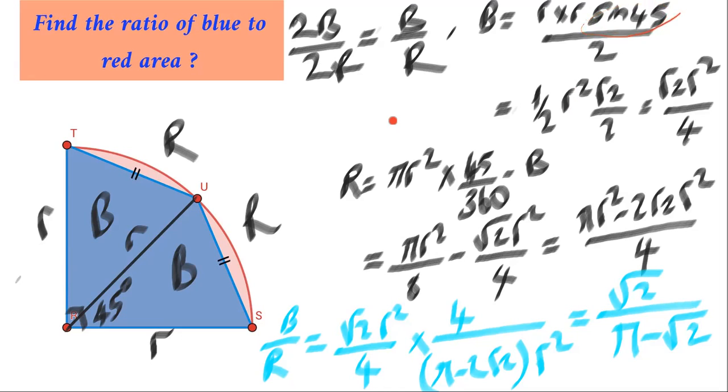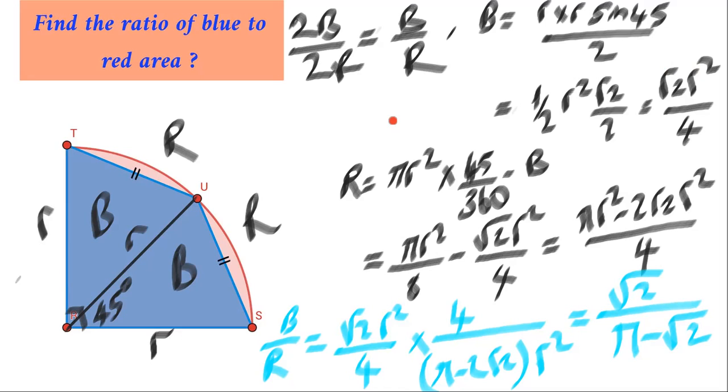Sine 45, if you do not know, please draw an isosceles right triangle with sides 1, 1. So you will see that the sine 45 equals this value. And from here, R squared, this is the final answer.